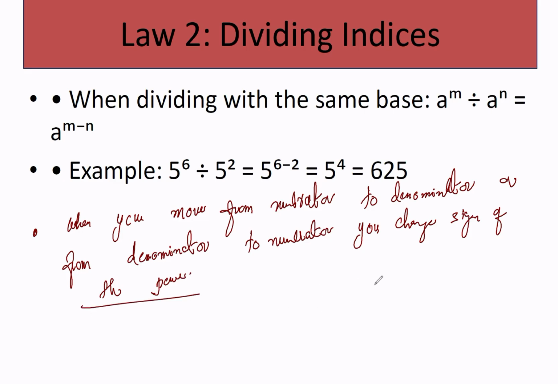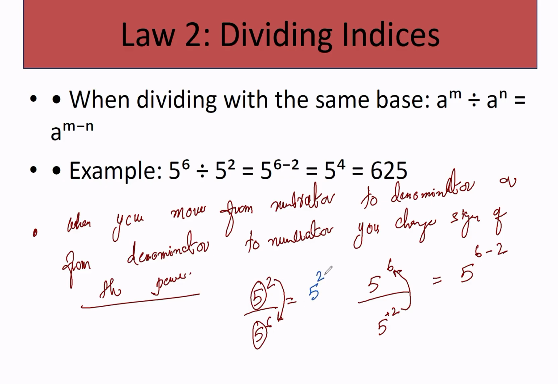What I mean by that, for example, you have 5 power 6 divided by 5 square. Since you are sending the 2 on top, the sign will get changed: 5 power 6 minus 2. Another example, basically in most cases you are bringing the power to the bigger power. For example, if I have 5 square over 5 power 6, now I will try to send this 2 to the denominator. Remember that the bases should be the same to apply the rules. If the base is not the same you can't apply the rule. So 2 goes down, and 2 minus 6 makes what? Minus 4.